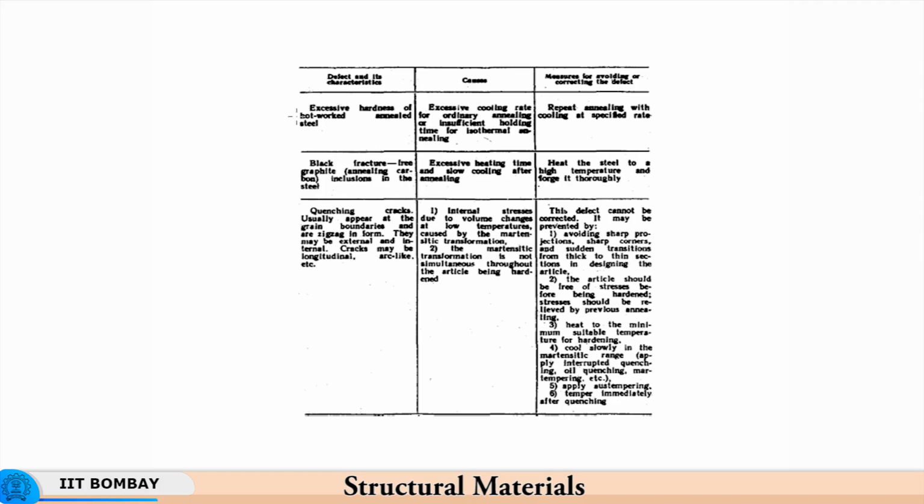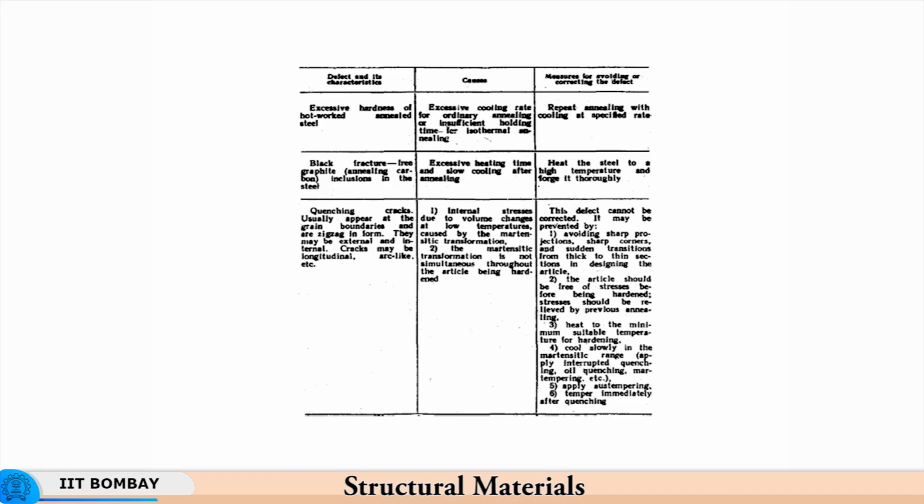Then we come to another defect, which is excessive hardness of hot worked annealed steel. If there is excessive hardness, it means that the cooling rates have been excessive. So basically even when you might have annealed in a furnace or cooled in a furnace, the cooling rate was too much. Sometimes what happens is, in a highly alloyed material, the temperature time transformation diagram moves far to the right, as a result of which even a small cooling rate results in the formation of excessive amount of martensite, resulting in excessive hardness.